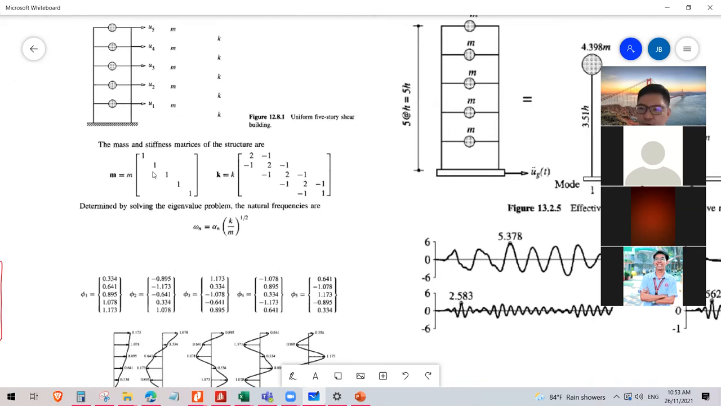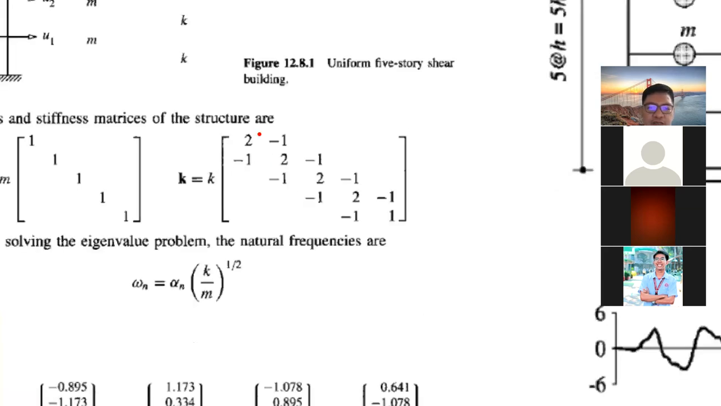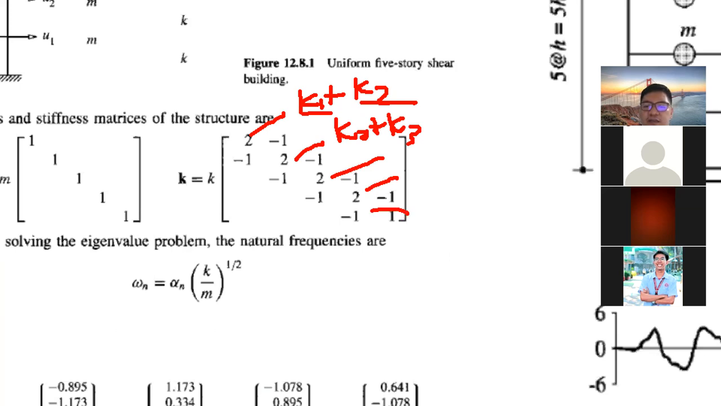The mass matrix is diagonal, so no worry about that. Basically, if you know the mass per floor, you just lay it out along the diagonal and you have the mass matrix. The K matrix: the formula is K1 plus K2, so the stiffness of the first floor and the second floor added together. Here it is K2 plus K3, and so on until the last floor. Say, for example, it's a 5-story, then K5.